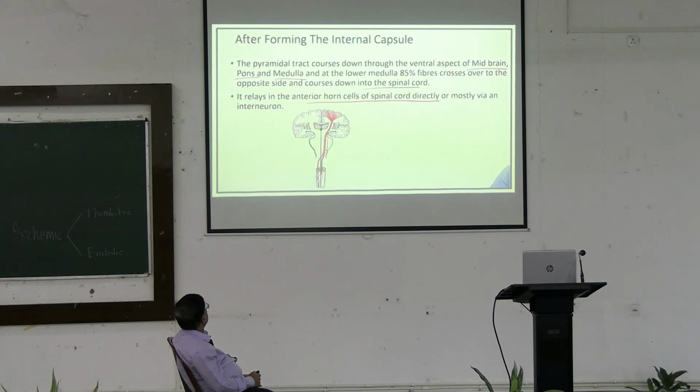After coming from the internal capsule, as you know from these pictures, the pyramidal tract courses down through the ventral aspect of the midbrain, the anterior part of the midbrain, pons and medulla. At the lower medulla, 85% crosses to the opposite side and courses down the spinal cord, where it relays in the anterior horn cell directly or mostly via interneurons.